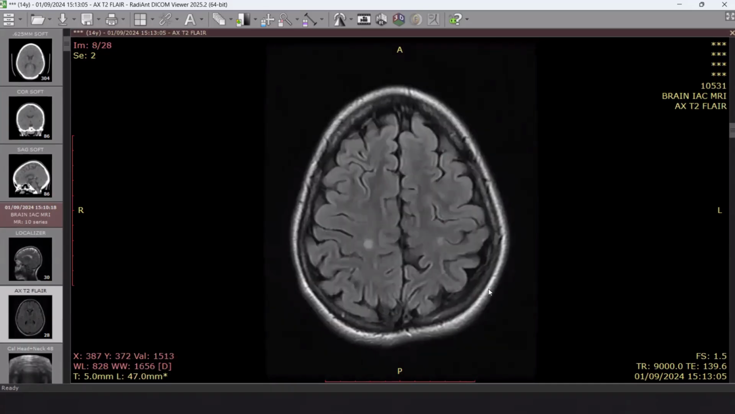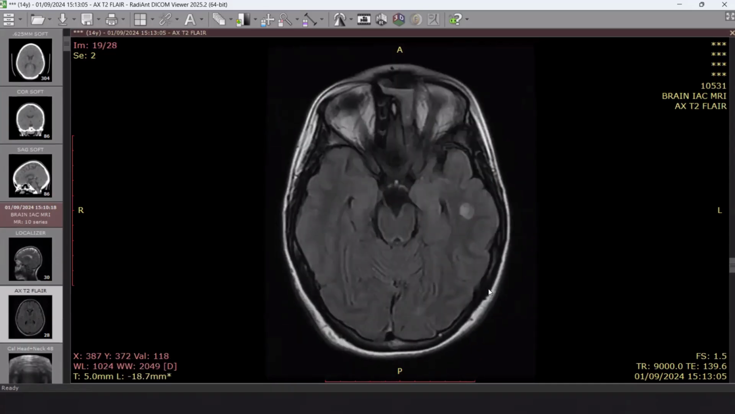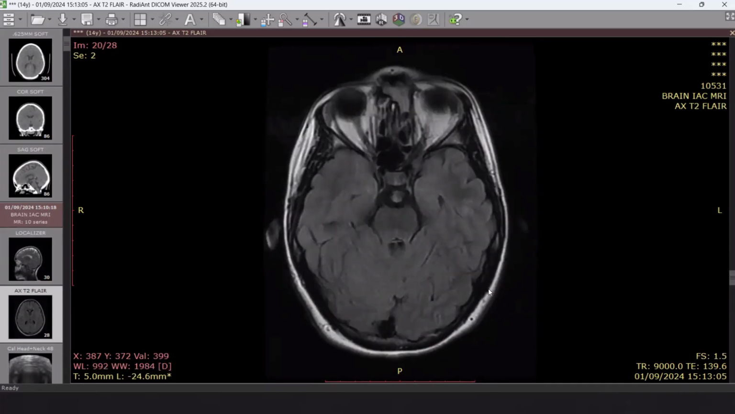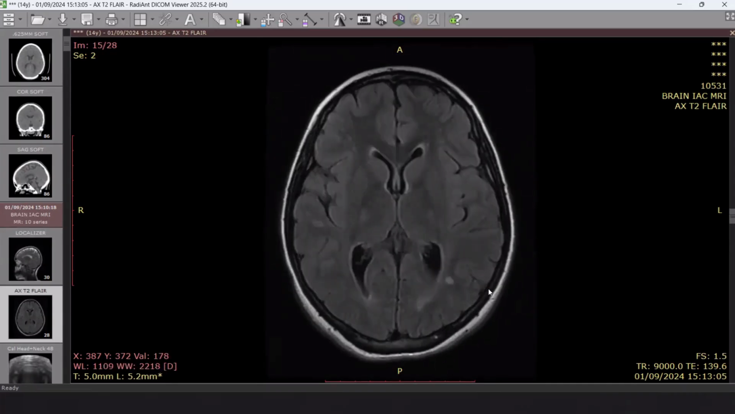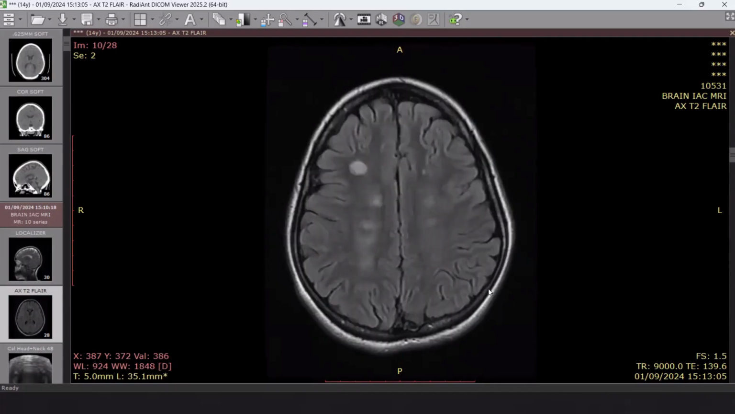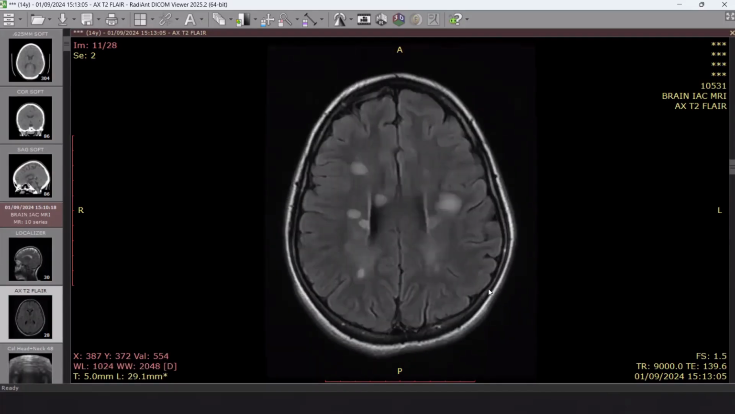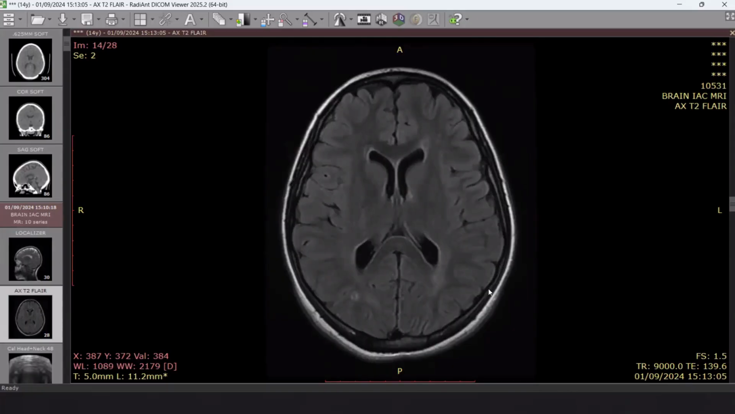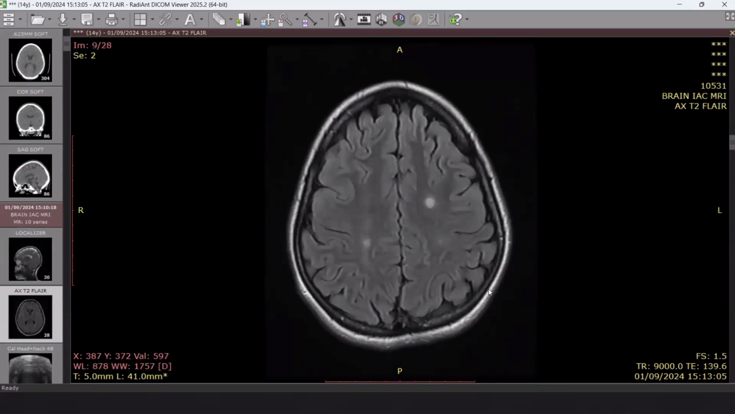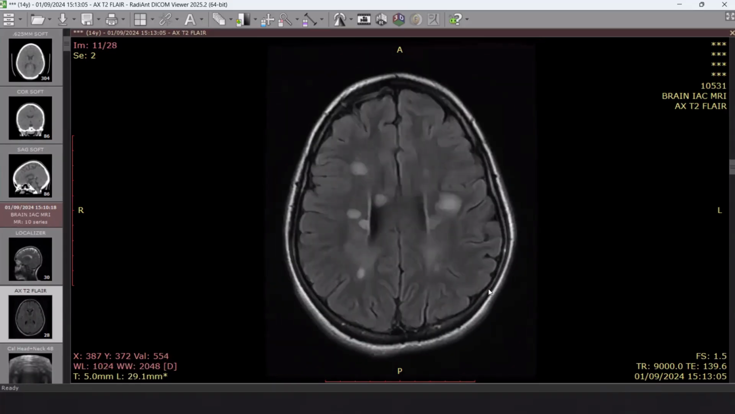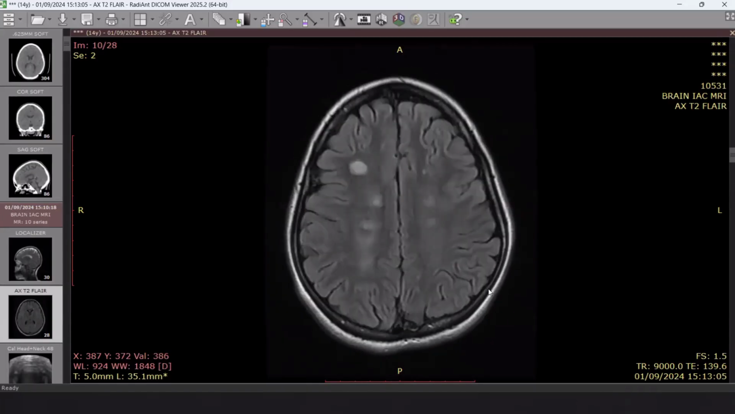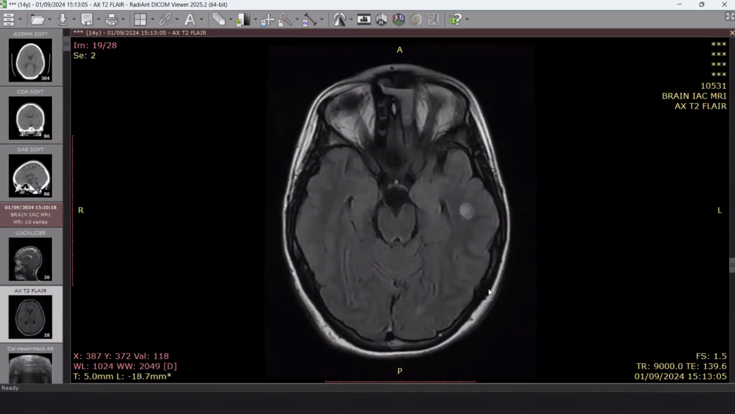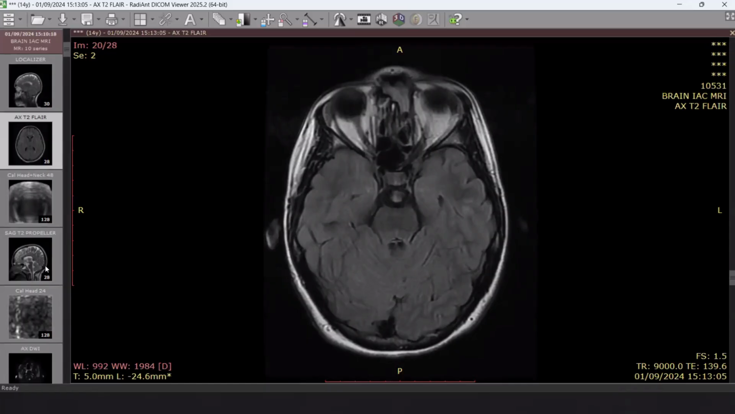Yes, sir. There are multifocal rounded areas of hyperintensity within the subcortical as well as paraventricular white matter of this patient. It's supratentorial, and I want to check infratentorial as well. Sir, I also want to check the sagittal image of this patient. Okay, I will show you the sagittal image.